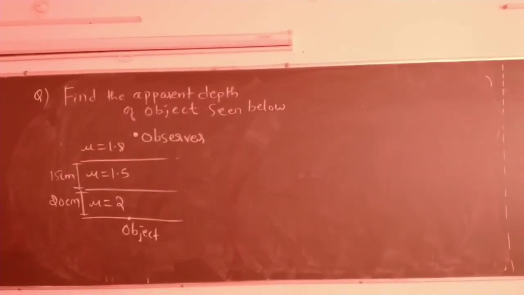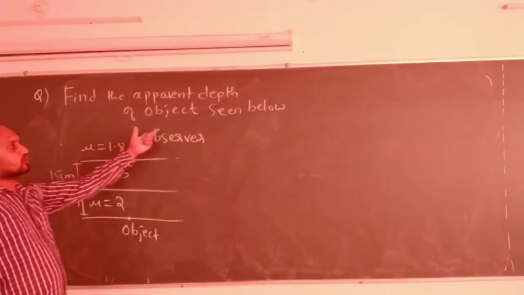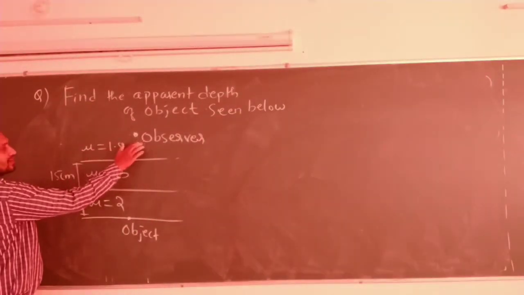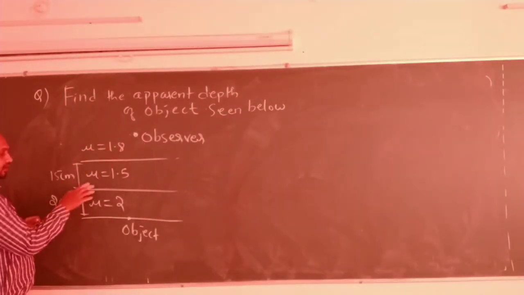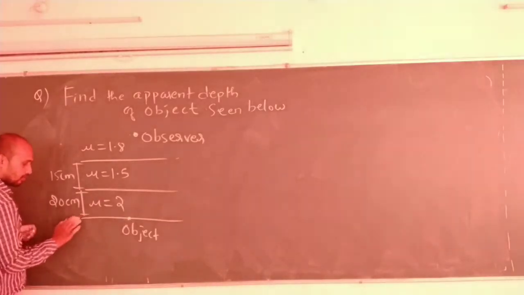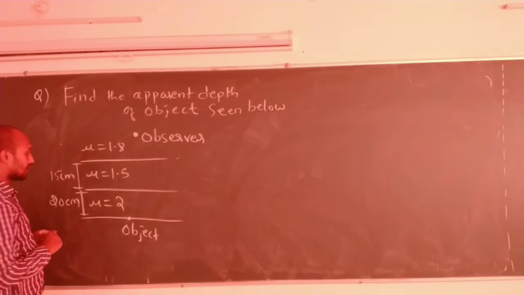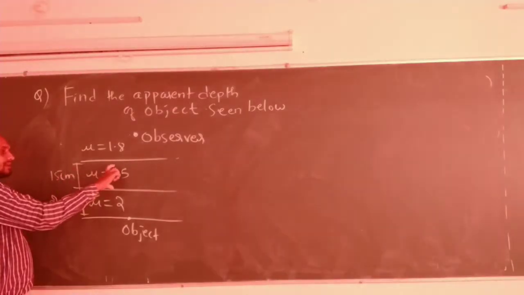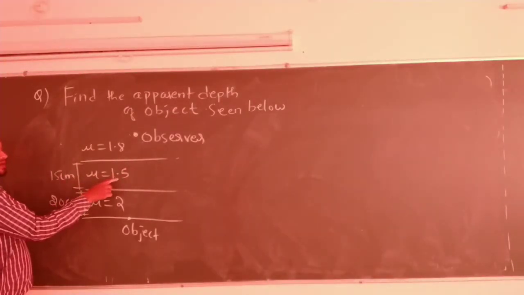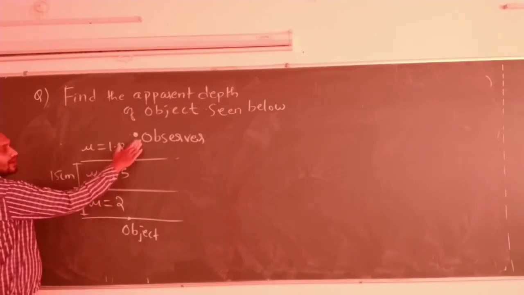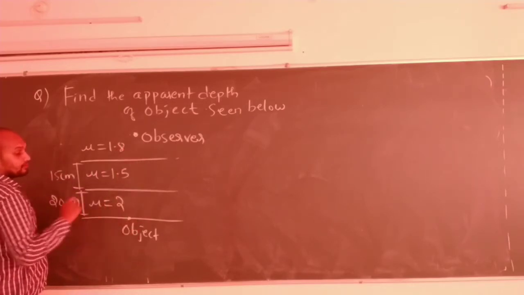Here one question we have. Find the apparent depth of the object seen below. Look at this case. Observer is in the medium of 1.8. One object is at the bottom of this slab of another medium having refractive index 2. Correct? In between them is another medium of refractive index 1.5 with thickness 15 centimeter. You have to find what is the apparent depth.